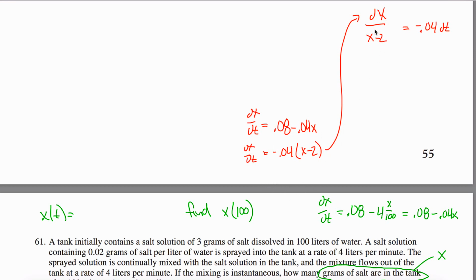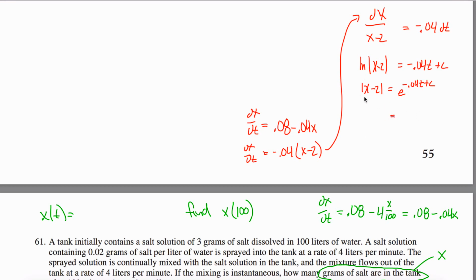I can get rid of them by integrating. So the integral over here is the natural log of the absolute value of x minus 2. And really a plus c should be over there, but there'll be a plus c on this side, so I'll subtract the unknown constant over to this side and get negative 0.04 t plus c. So I want this to be x as a function of t, so I would like to solve this for x, so I can do e to both sides of the equation. That gives me the absolute value of x minus 2 is equal to e to the negative 0.04 t plus c.